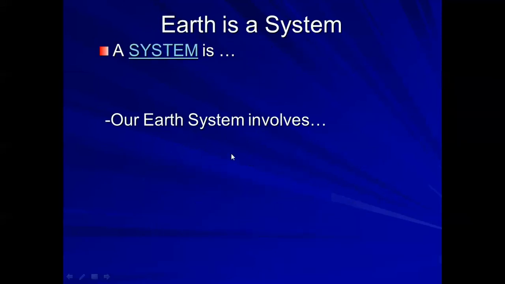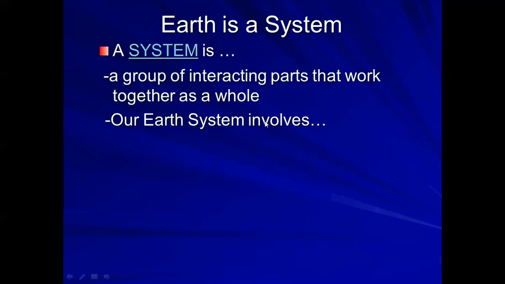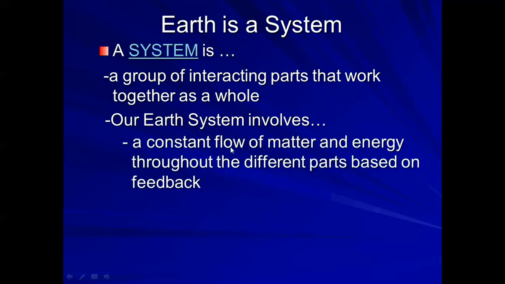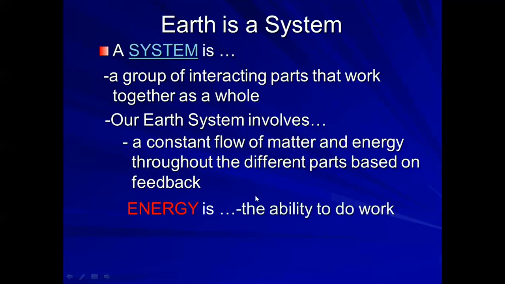Okay. So an Earth system is a group of interacting parts that work together as a whole. And then our Earth system involves a constant flow of matter and energy throughout the different parts based on feedback. Now, there are some words in there that we need to define. Energy, if you remember from our physics unit, is the ability to do work, which is also to cause change. And this is based on feedback.